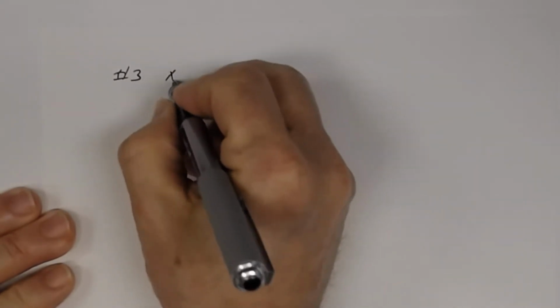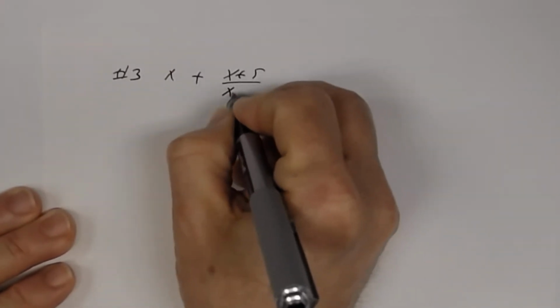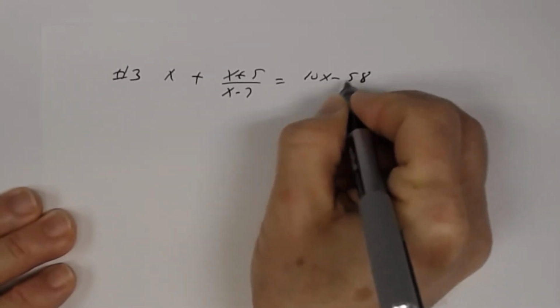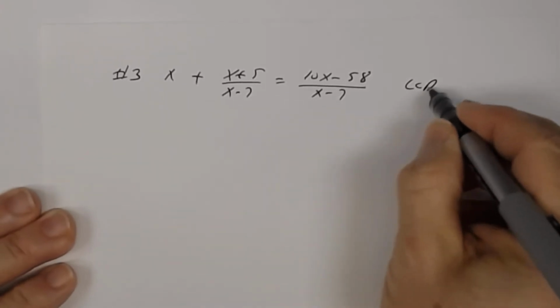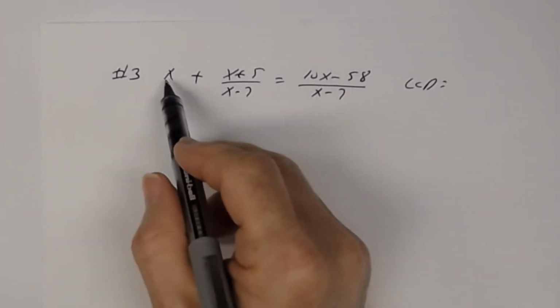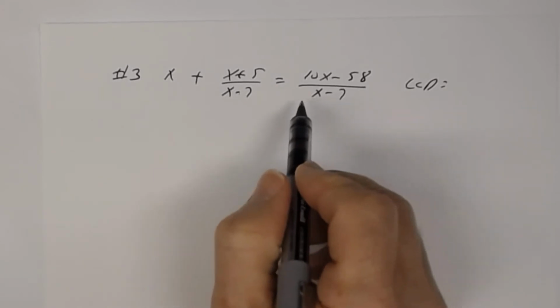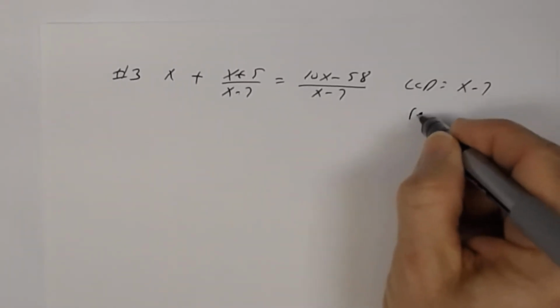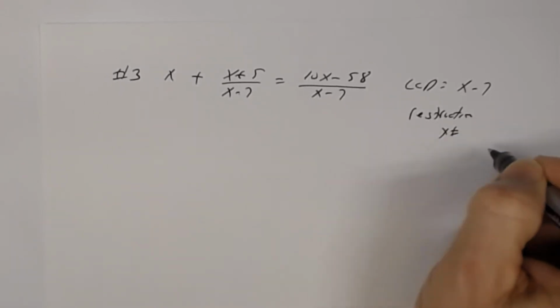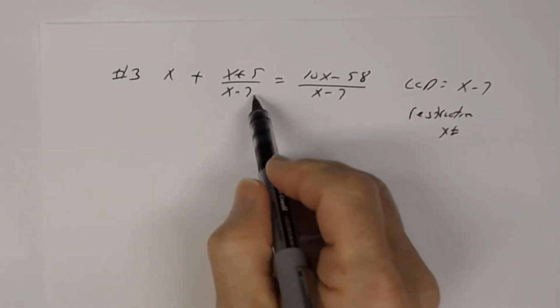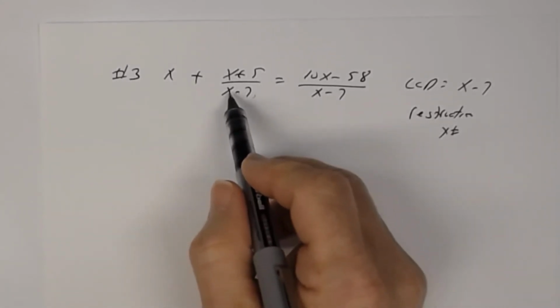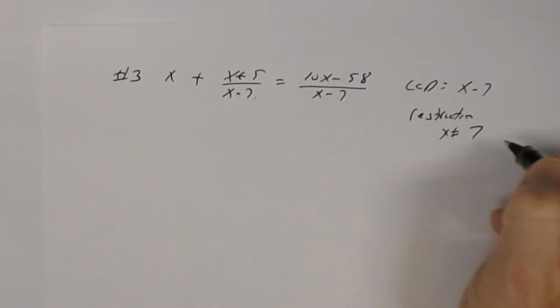Okay, let's look at number 3 now. We have x plus 5 divided by x minus 7 equal 10x minus 58 divided by x minus 7. So the LCD is, notice that this denominator here is x over 1, so that denominator is 1, and x minus 7 I cannot factor any further, so my least common denominator is x minus 7. My restriction, what can't x be? Well, what makes this 0? When x is 7. 7 minus 7 is 0. So x equals 7 is a restriction.